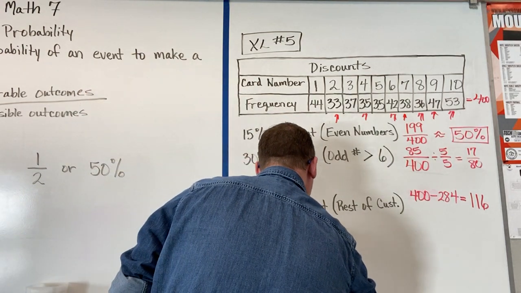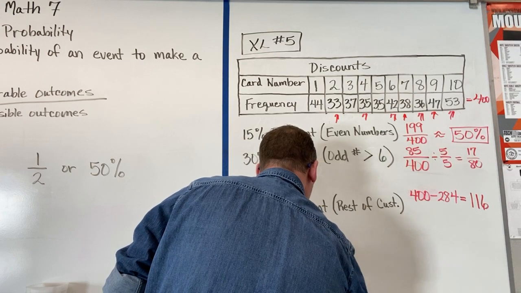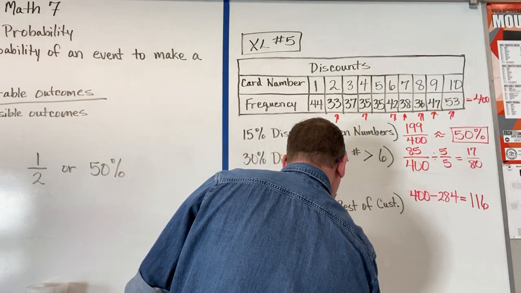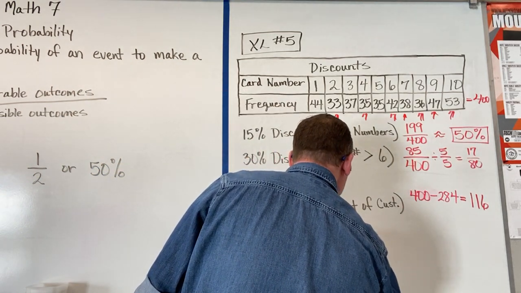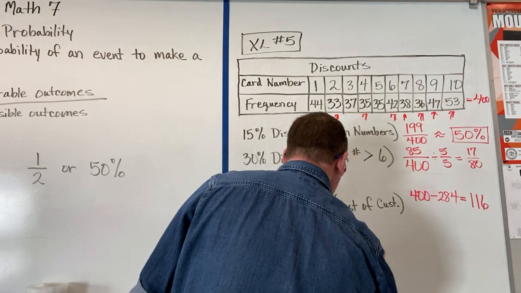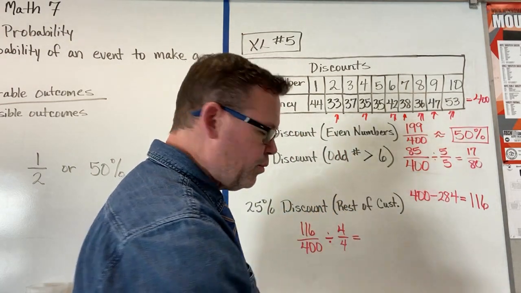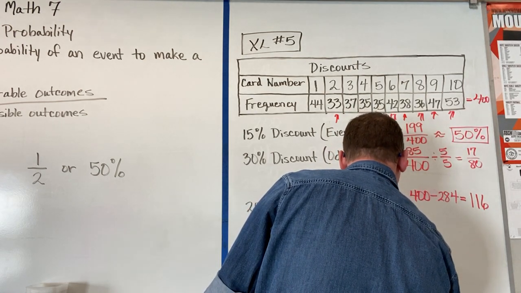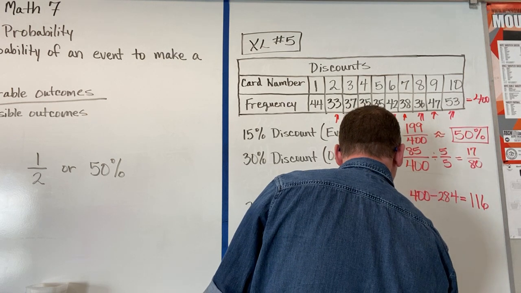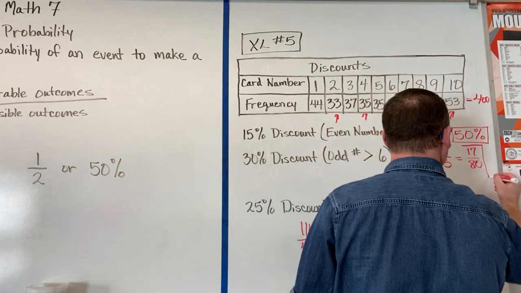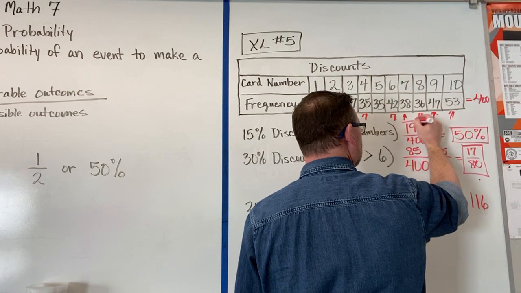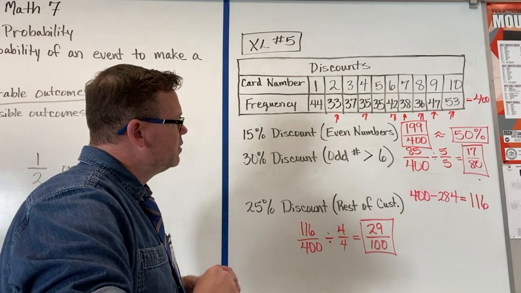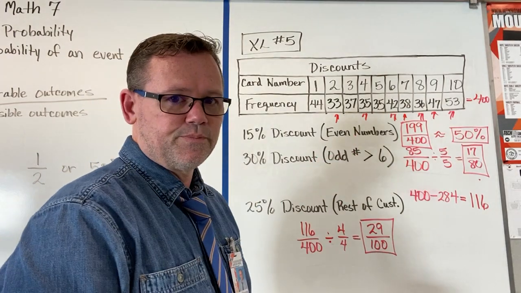Now this 116 cards are what are going to get the 25% off. So I do 116 over 400, okay? And then what I found out is that I would divide this by 4 because we always want the lowest amount. And when I divided each one of these by 4, we get a final probability of 29 over 100. So that's your 29 over 100. This is your answer for the 17 over 80. And this is your answer for the 199 over 400. Okay? Because that can't be reduced. So that's what we're looking at.